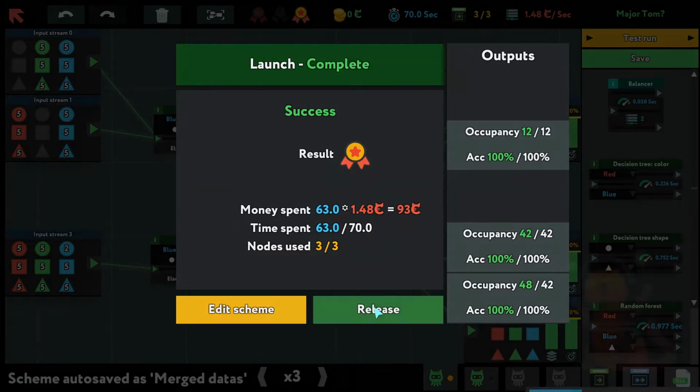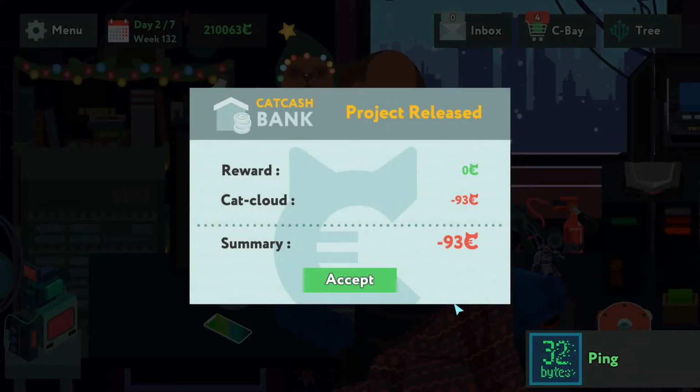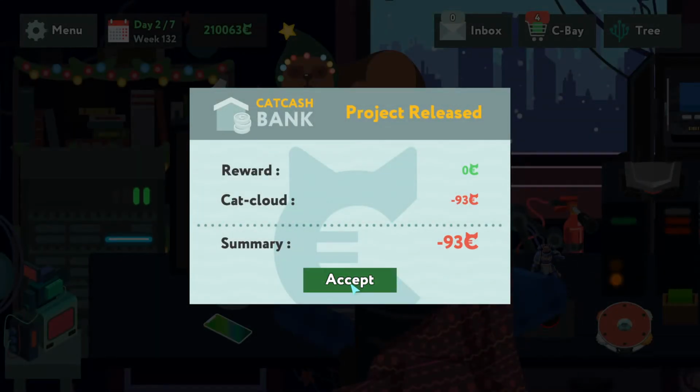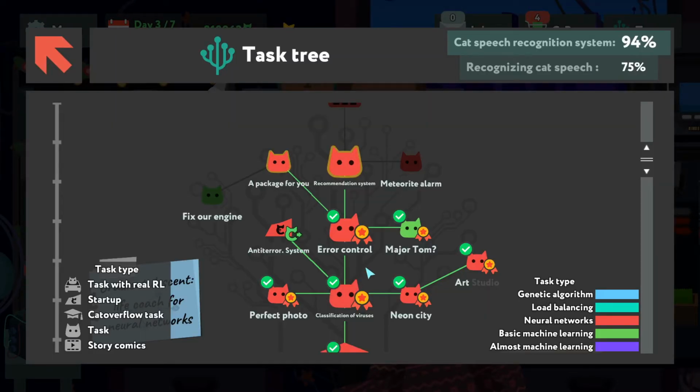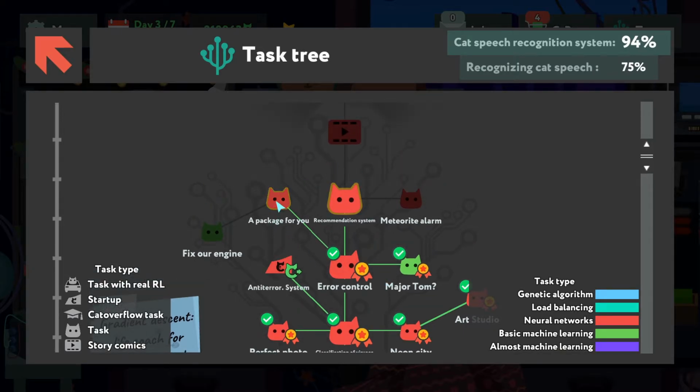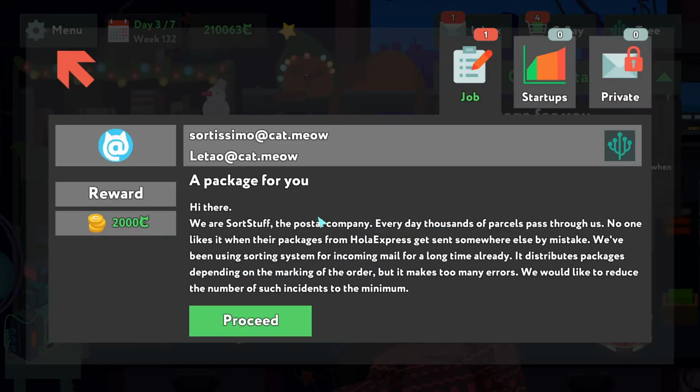Yay! That took me about half an hour. Ping, 32 bytes. Okay. Oh, it actually cost me money. Oh, that's right, they're not going to pay me. It's a robot on Mars. That's okay. Yeah, I'm happy to help a robot on Mars. Okay, next one, a package for you.